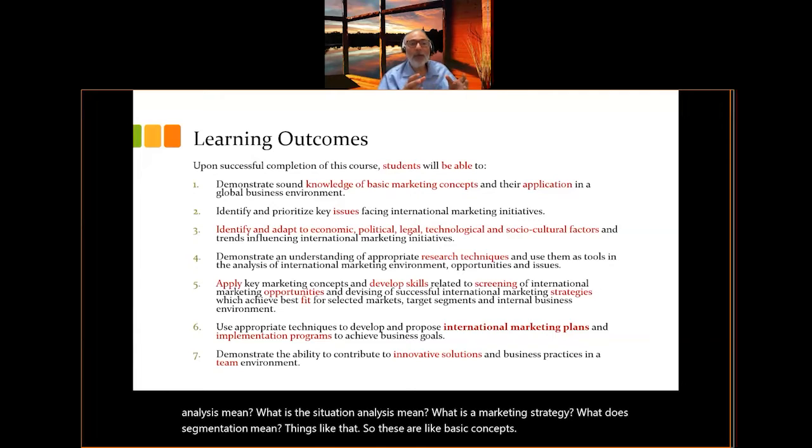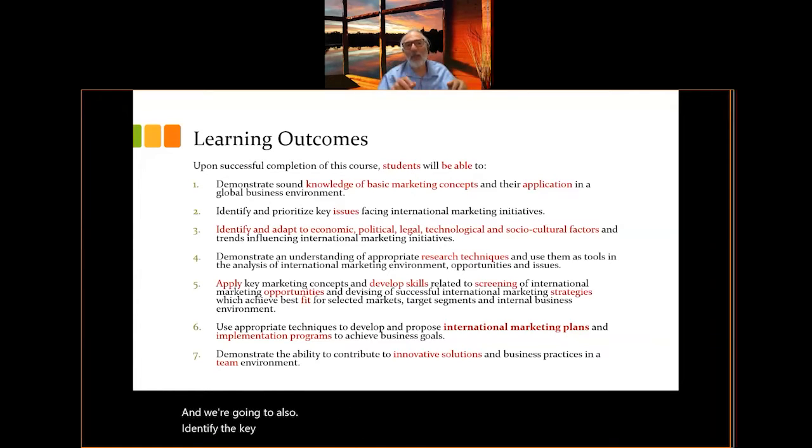And we're going to also identify the key issues surrounding international marketing. So marketing in the domestic market is significantly different from international marketing, at least in terms of the challenges.